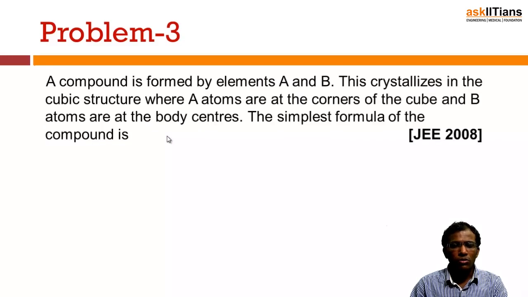A compound is formed by elements A and B. This crystallizes in the cubic structure where A atoms are at the corners of the cube and B atoms are at the body centers. The simplest formula of the compound is.